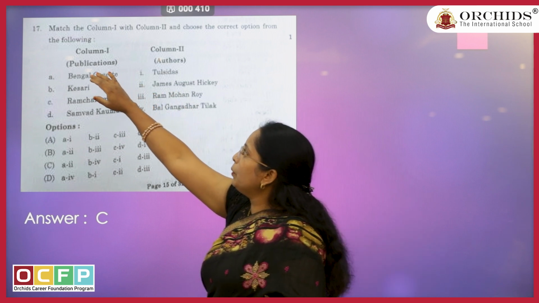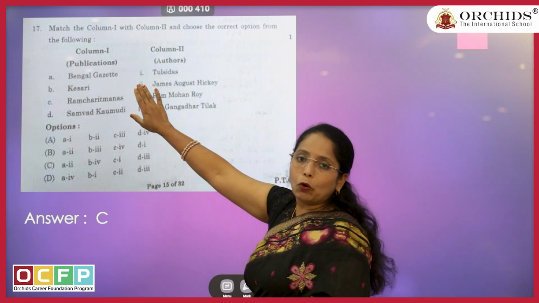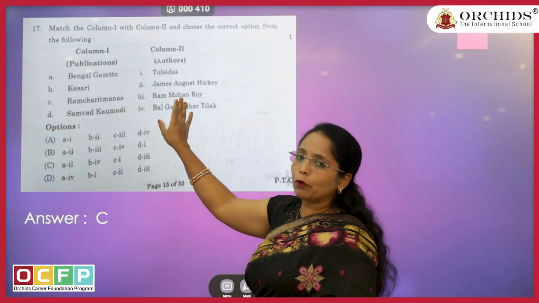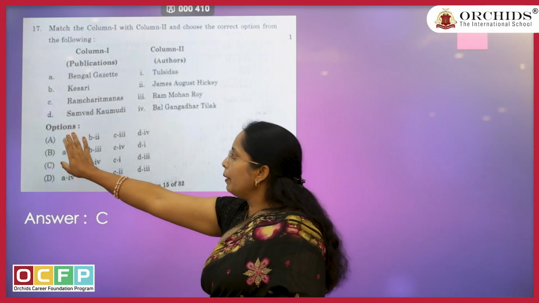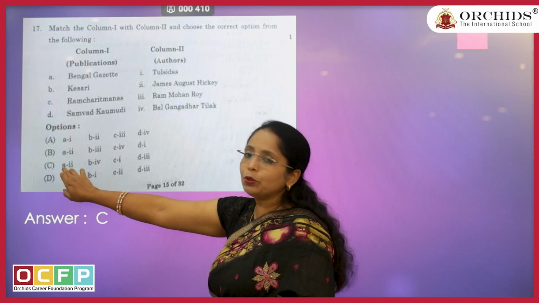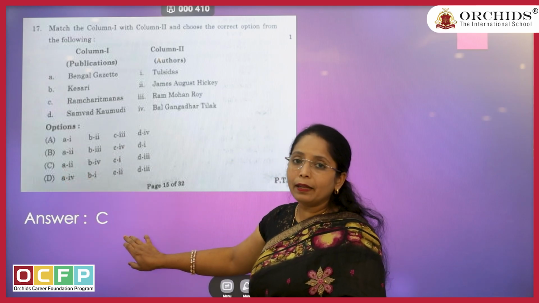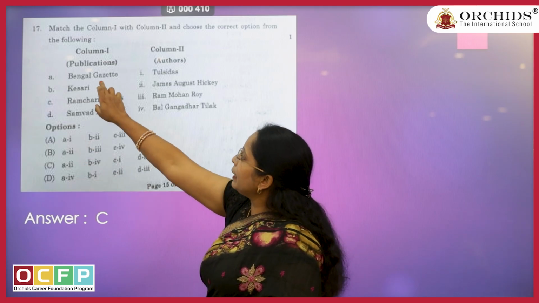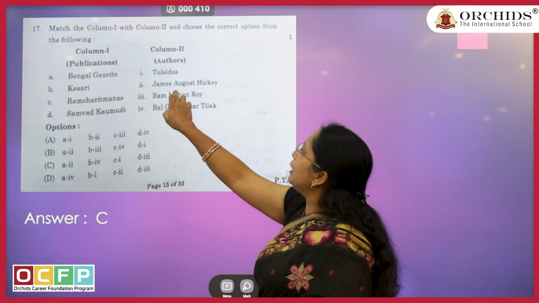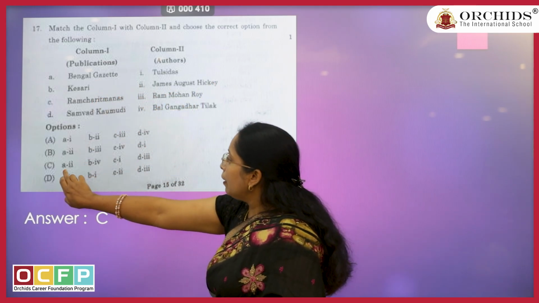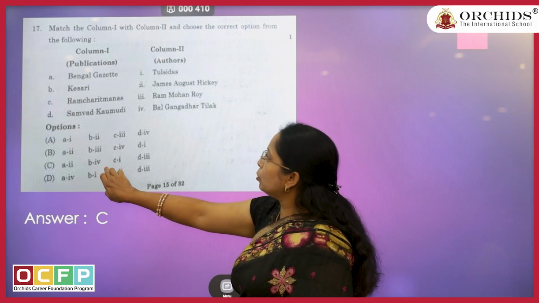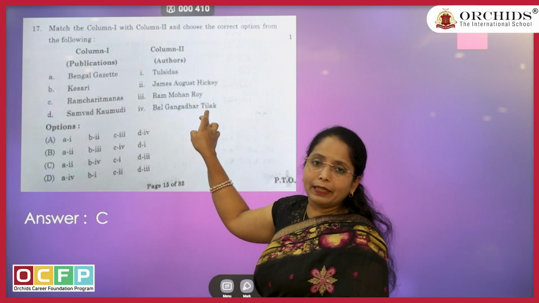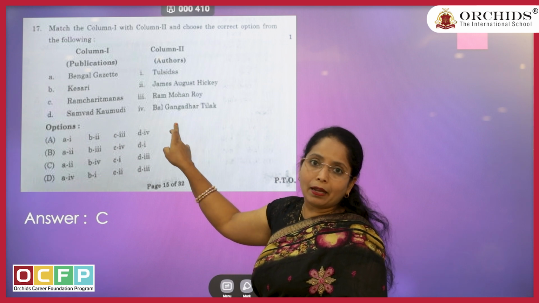Students, let us go with question number 17, where we have column 1 and column 2. We have to match both the columns, and choose the correct option. In all these 4 options, we have chosen the answer C. Why? I will explain this. A goes to 2, meaning A is Bengal Gazette, it goes to James Augustus Hickey. Then in option C, B goes to the 4th one. B is Kesari, it goes to Bal Gangadhar Tilak. You are aware that Kesari was the newspaper started by Bal Gangadhar Tilak.